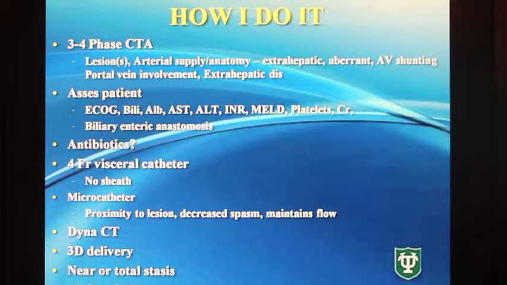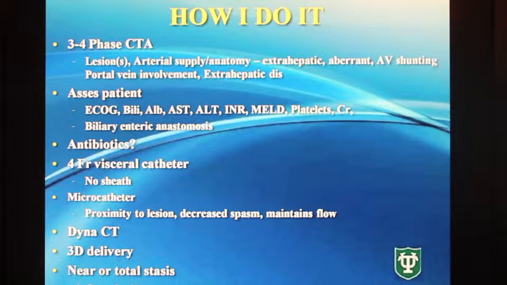We assess the patient clinically. What's his ECOG status? Bilirubin, albumin, AST, ALT, INR, and sometimes MELD, platelets, and creatinine, and if he has a biliary enteric anastomosis or not. And this will determine whether we use antibiotics or not. We tend to use antibiotics if there is an iatrogenic biliary enteric anastomosis, and we don't if there's not.